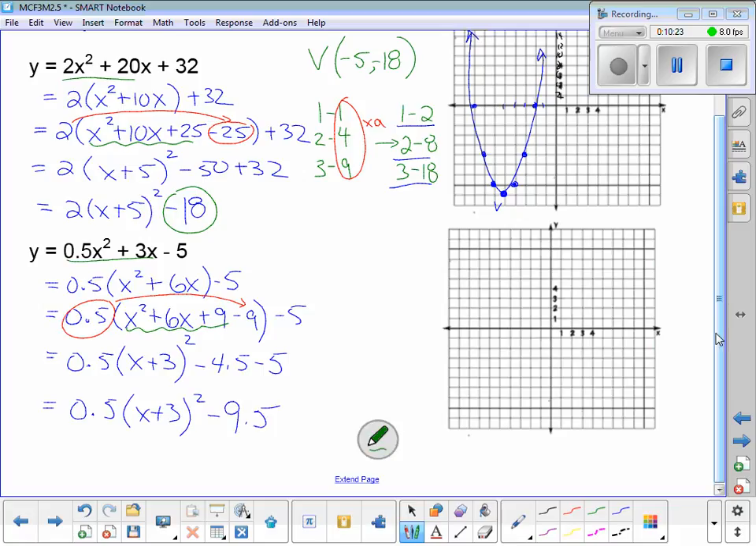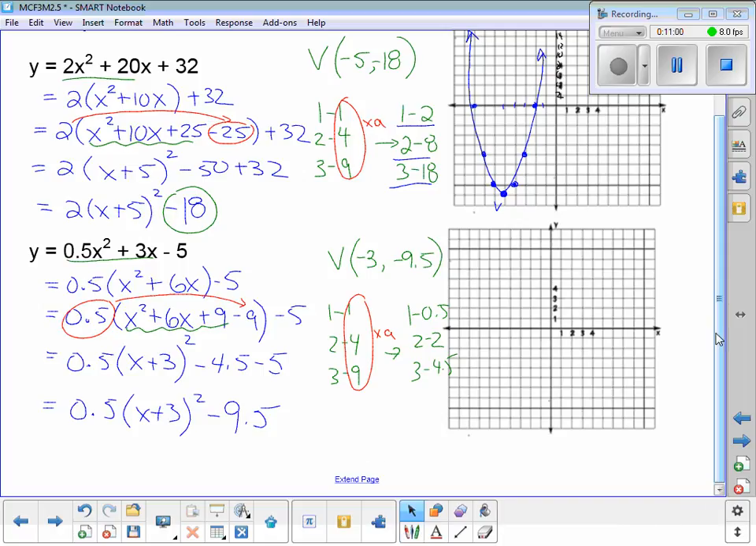So again, information. This time I'll write the vertex down properly. Negative 3 and negative 9.5. So there's our vertex. Next we have to find our step pattern. This is something you'll probably have on your cheat sheet: 1, 1, 2, 4, 3, 9. Those step values we're going to multiply by our A value, which in this case is 0.5. So it'll be 1, 0.5, 2, 2, 3, and 4.5. And you can graph decimals because it's just a sketch.